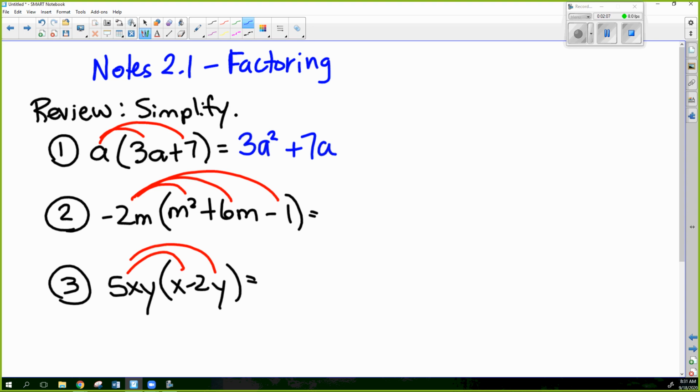All right, anybody want to take a stab at number 2 for me? Chance? Negative 2n to the third. Very good. Plus 2m. Very good. 2 negatives make a positive.